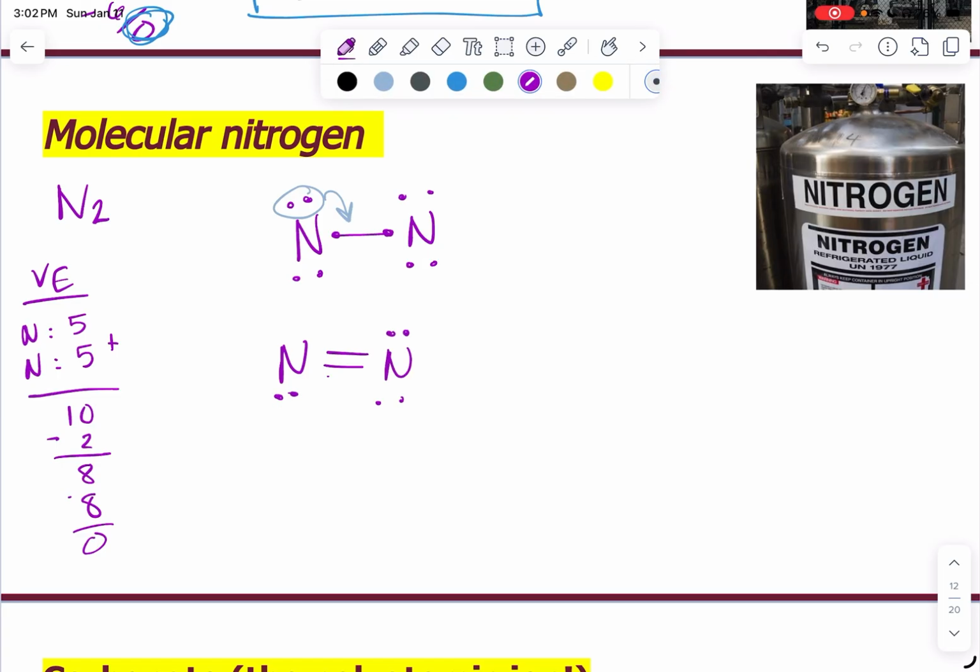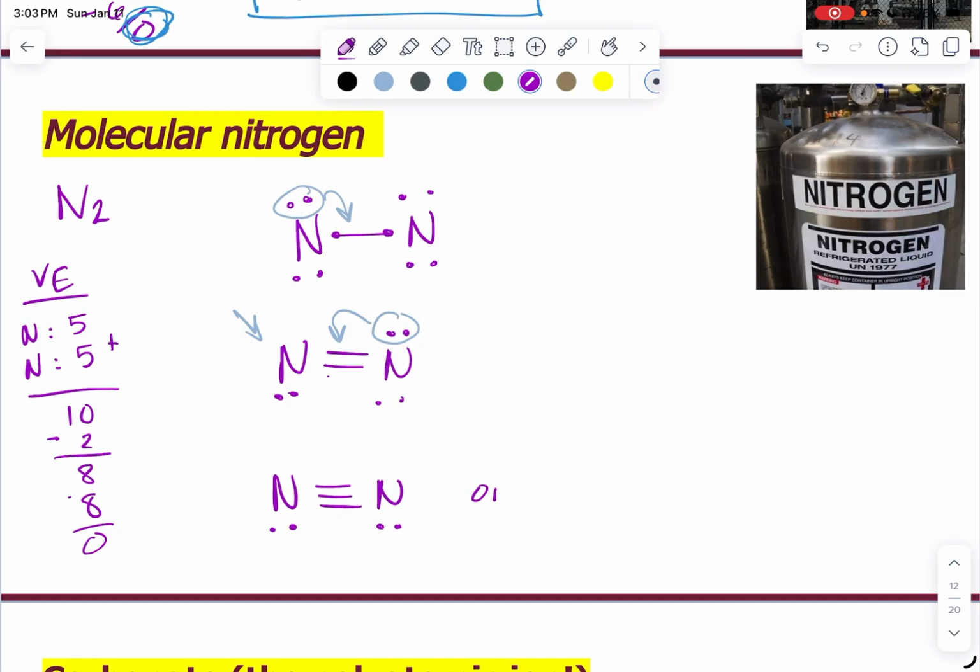So what did I fix? Well, the one on the left still does not have an octet. It still has 6. But the one on the right, now it has an octet. So how do we fix this one? Well, we're going to take another pair and we are going to share it. So put that there and redraw. So now we have a triple bond and this is how it ends up.